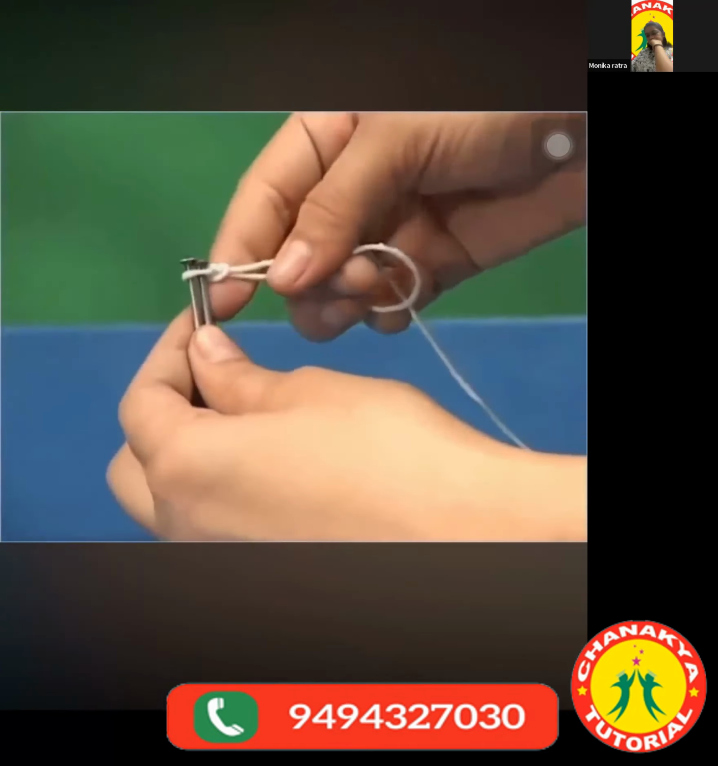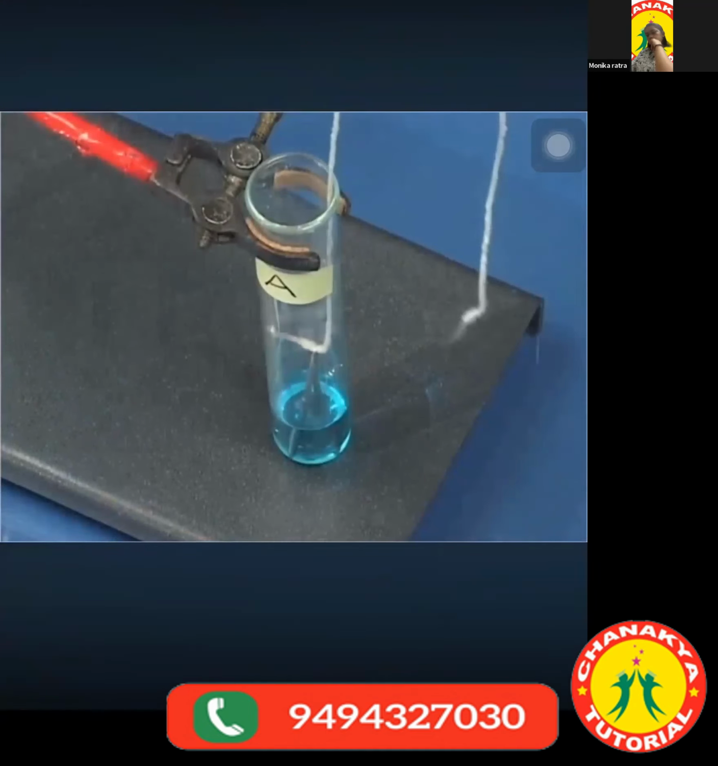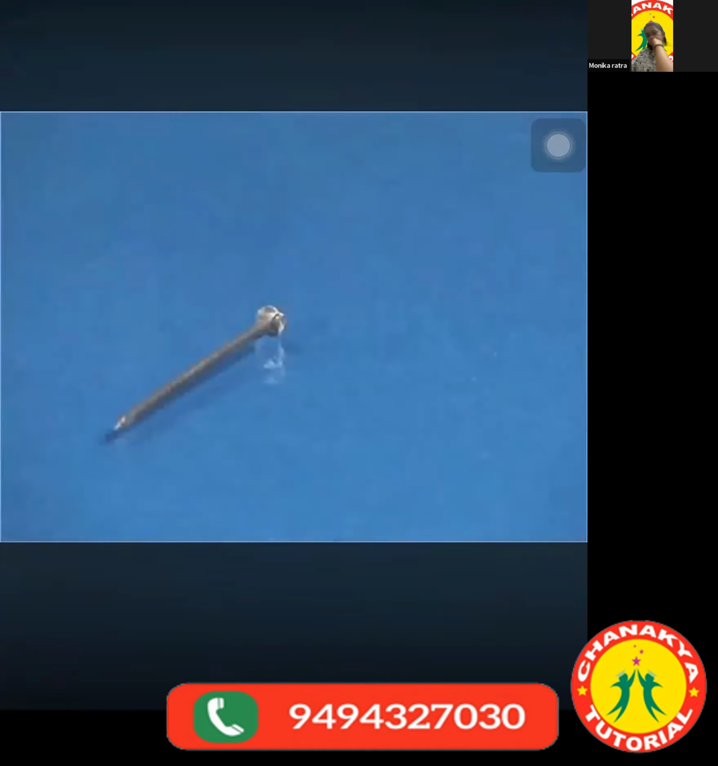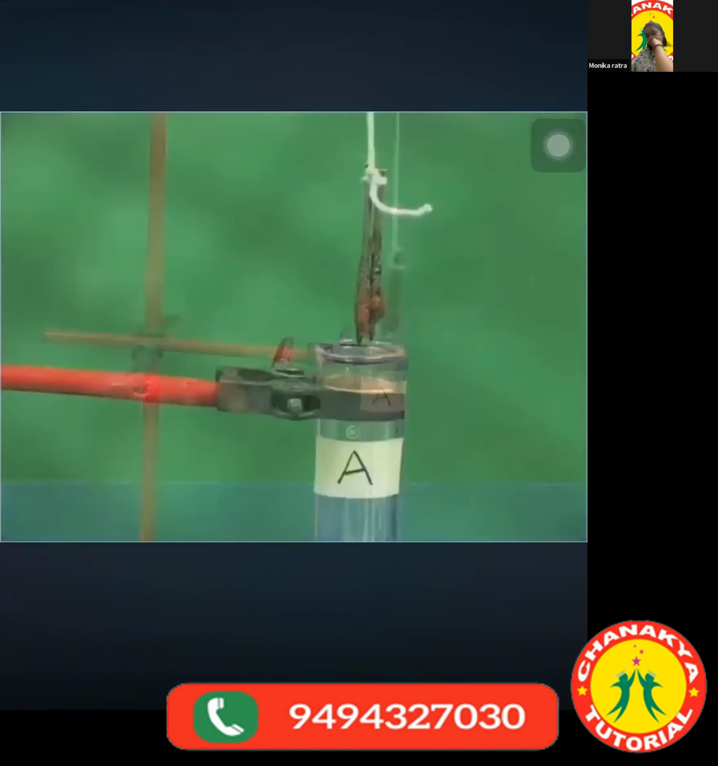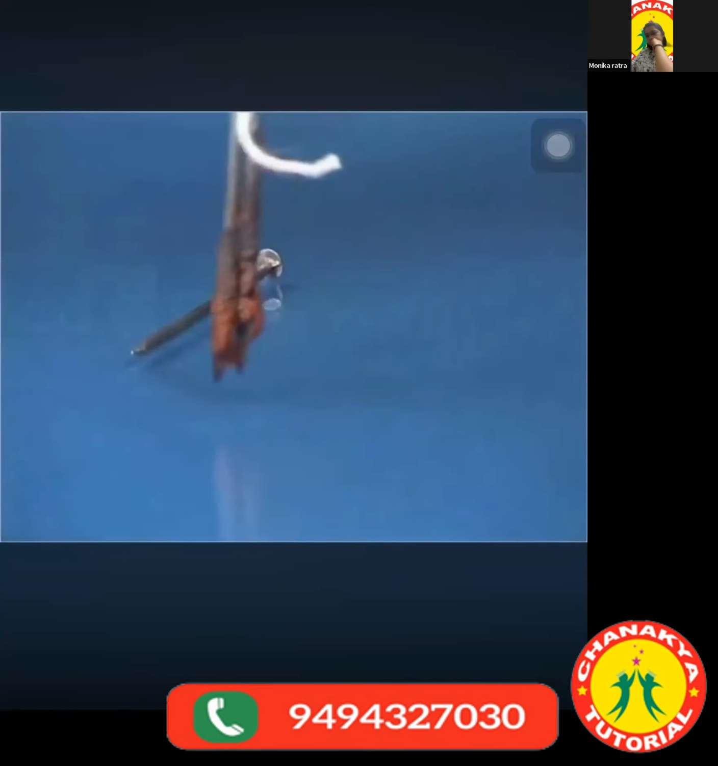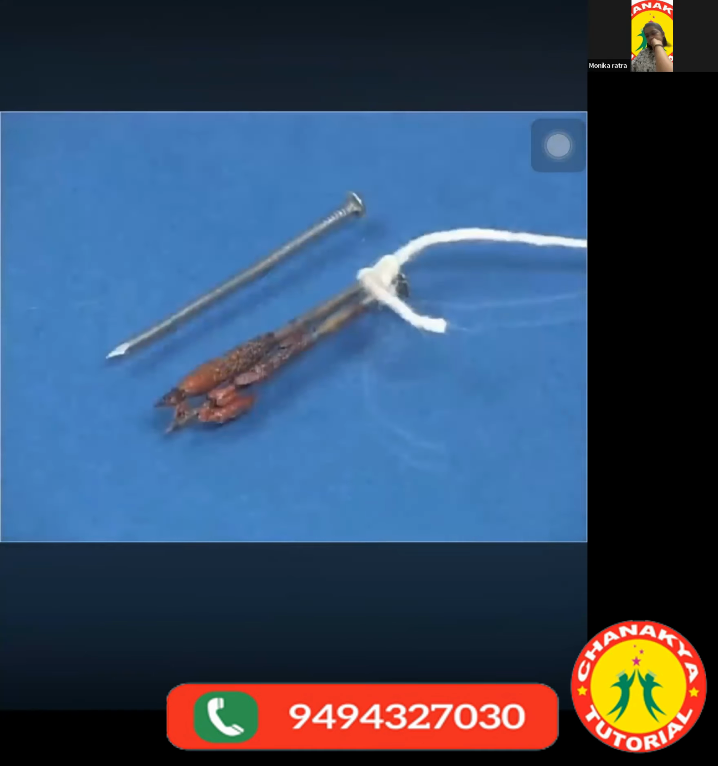Tie 2 iron nails with a thread and immerse them carefully in the copper sulfate solution in test tube A for about 20 minutes and keep the third nail aside. After 20 minutes, take out the nails and keep them beside the unused clean nail. Do you observe any change? On comparing both the nails with the unused nail, you will find that the iron nails which are kept in the copper sulfate solution have developed a reddish brown layer on them.